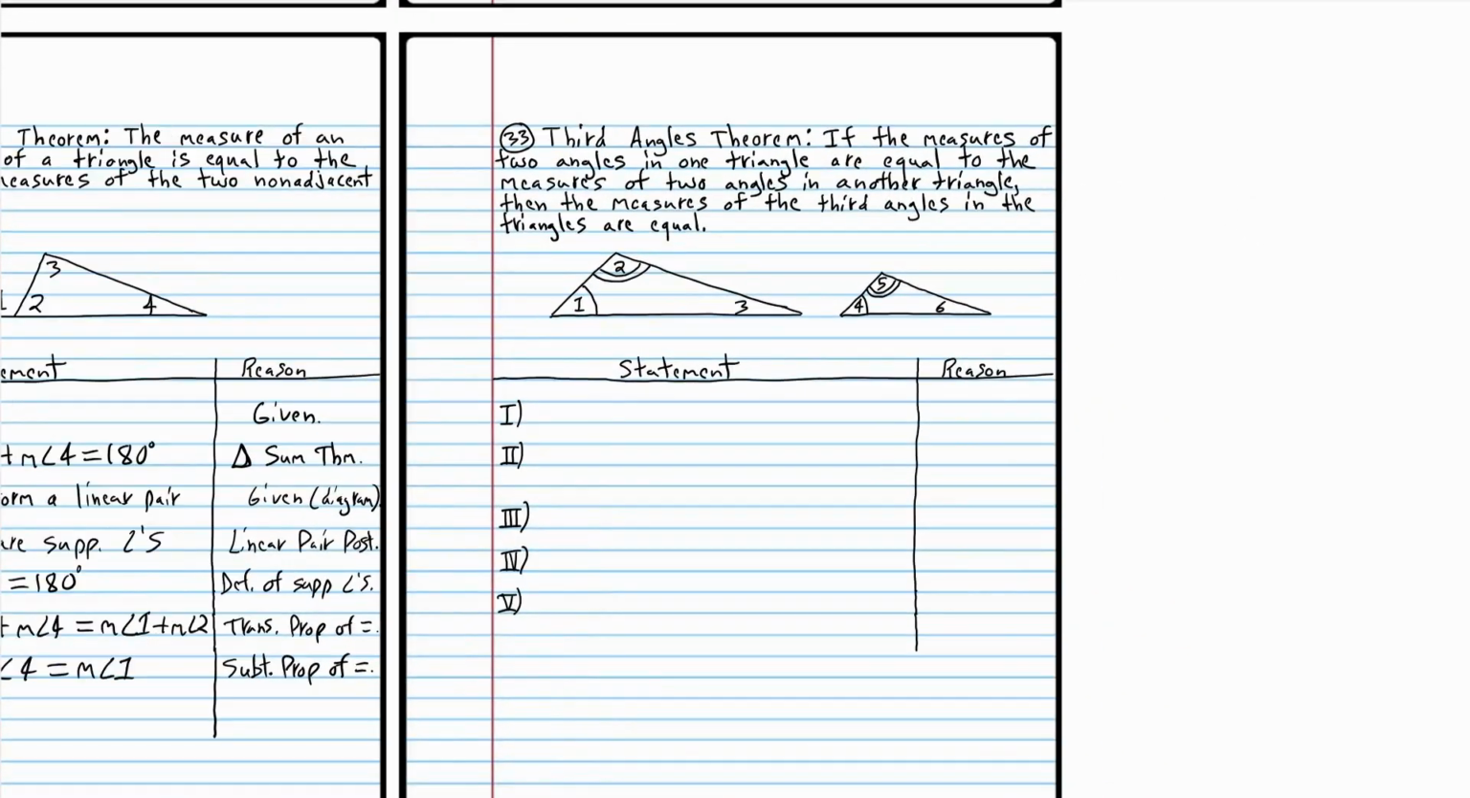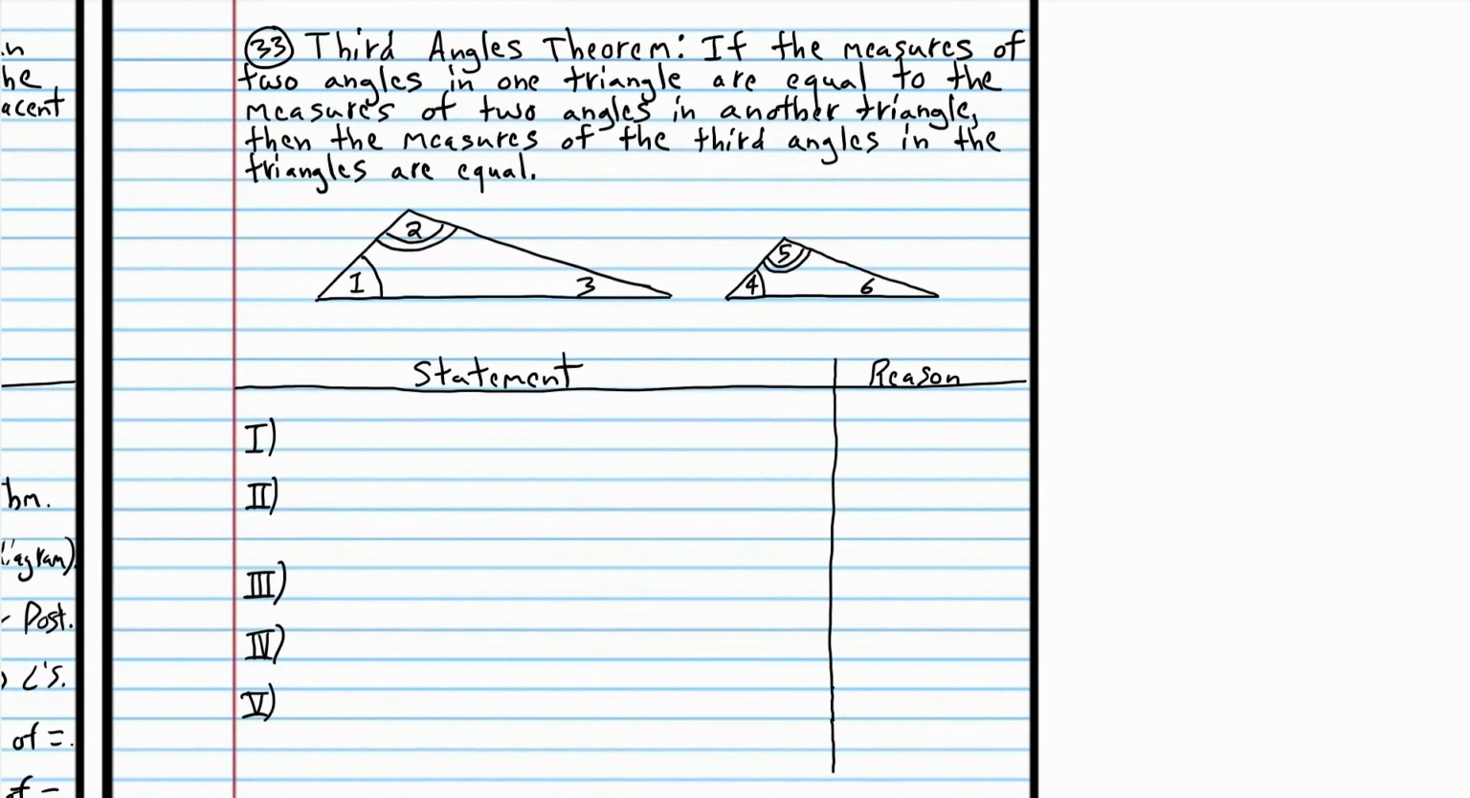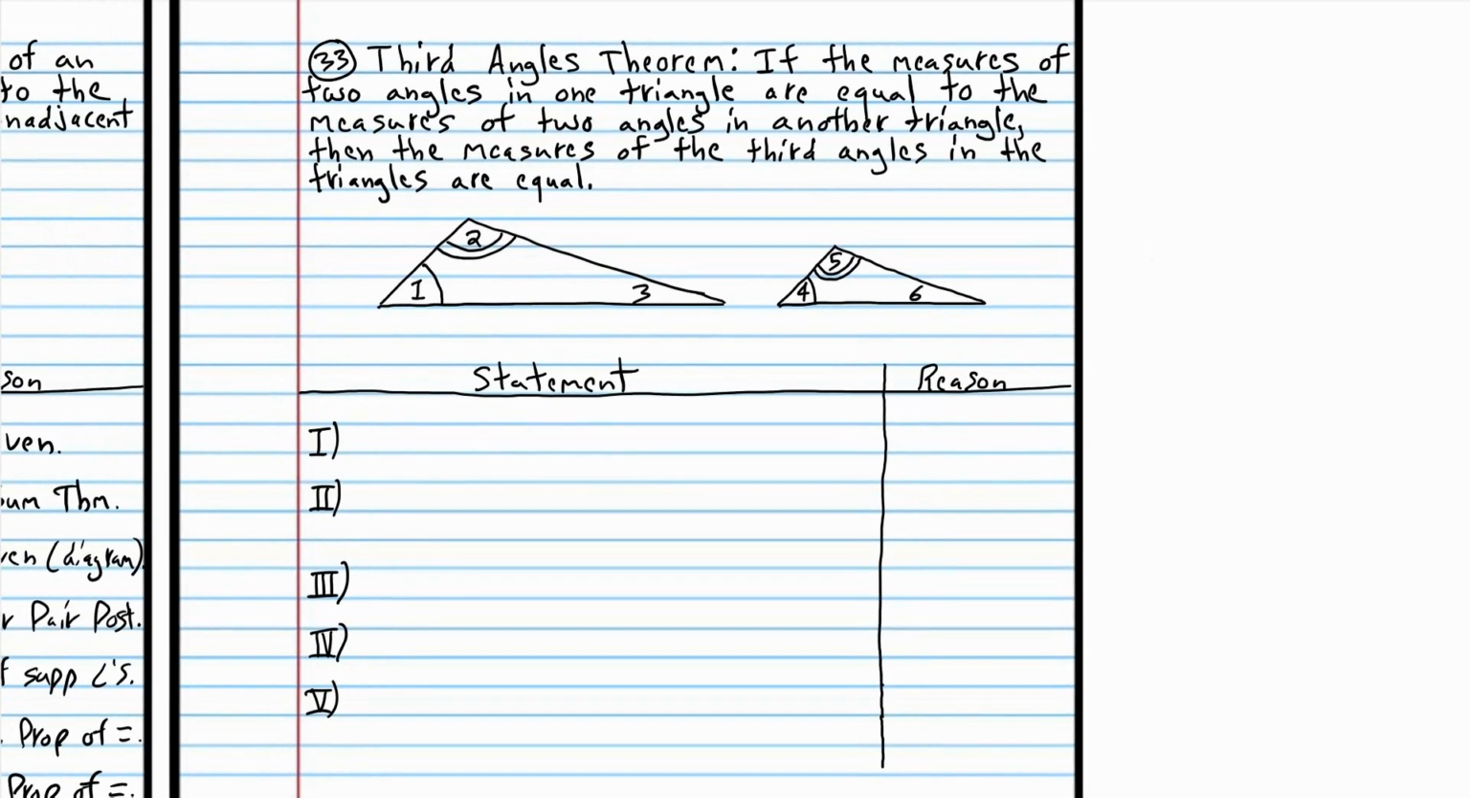So let's see if you can try number 33. Now, again, if you get stuck, that's okay. But just try number 33. You're going to use the Triangle Sum Theorem, and I think that's the only theorem that you're going to use. So see if you can do number 33.